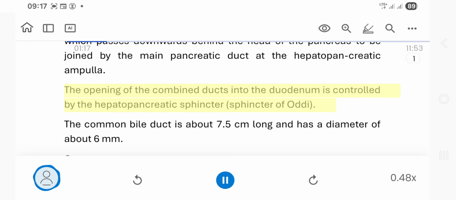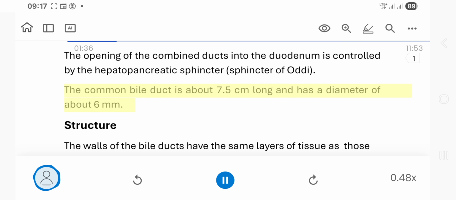The opening of the combined ducts into the duodenum is controlled by the hepatopancreatic sphincter. The common bile duct is about 7.5 cm long and has a diameter of about 6 mm.